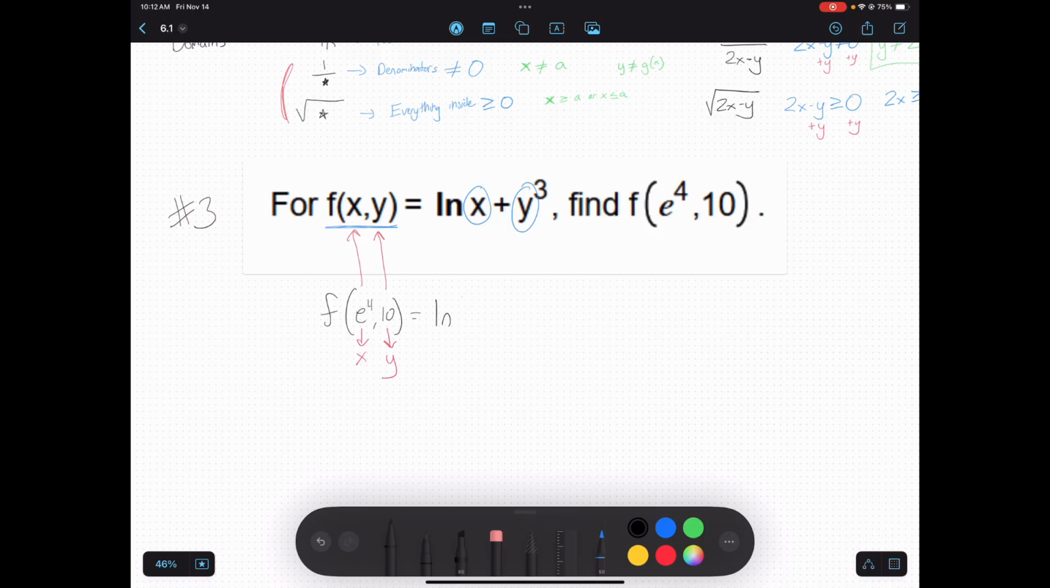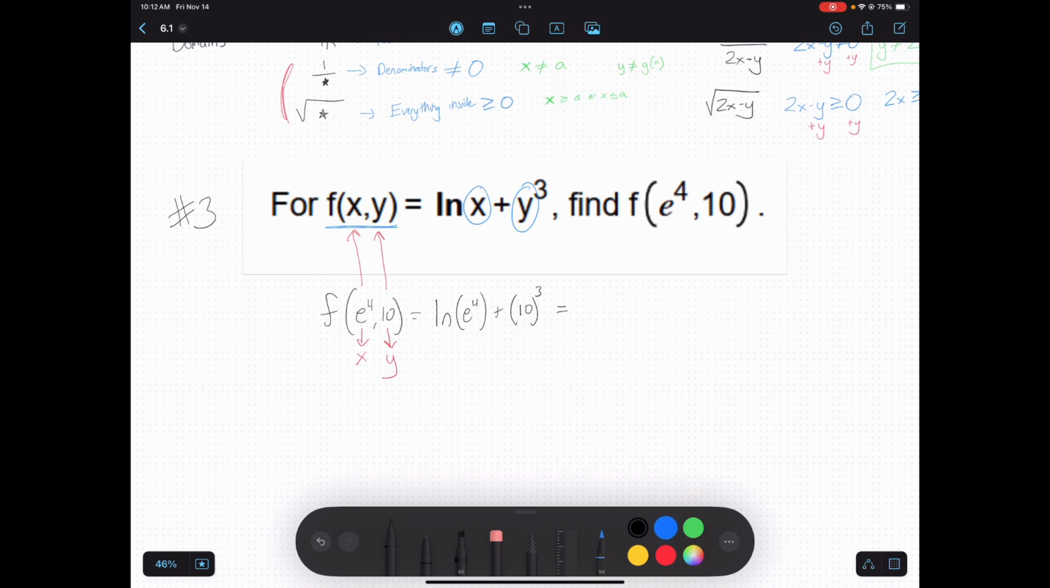So what is that going to look like? That's going to be natural log of what's x? X is e to the fourth, plus y cubed. What's y? Y is 10. So I get natural log of e to the fourth plus 10 to the third. And then all I have to do to finish this off is just evaluate these.